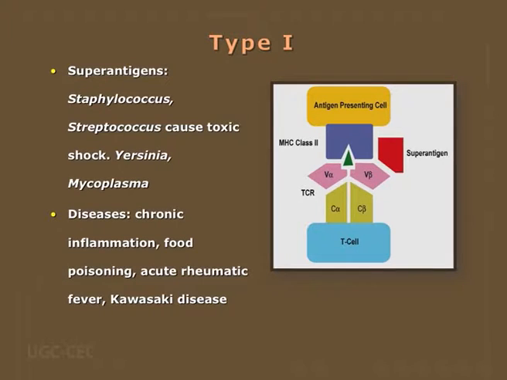So what are the diseases it causes? It causes chronic inflammation, it may cause food poisoning, it causes acute rheumatic fever, especially in children, and this may lead to heart diseases, as well as Kawasaki disease, which was first found in Japanese children, but it has been found elsewhere in the world also, where heart diseases happen due to infection by superantigens.